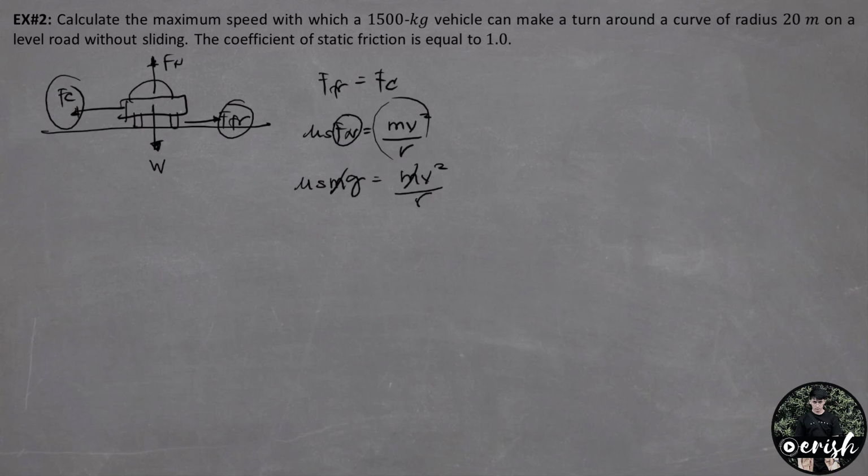Because the static frictional force has a maximum value, there will be a maximum speed at which a vehicle can turn without sliding. So, yung speed na yun is reached when the static frictional force reaches its maximum value.